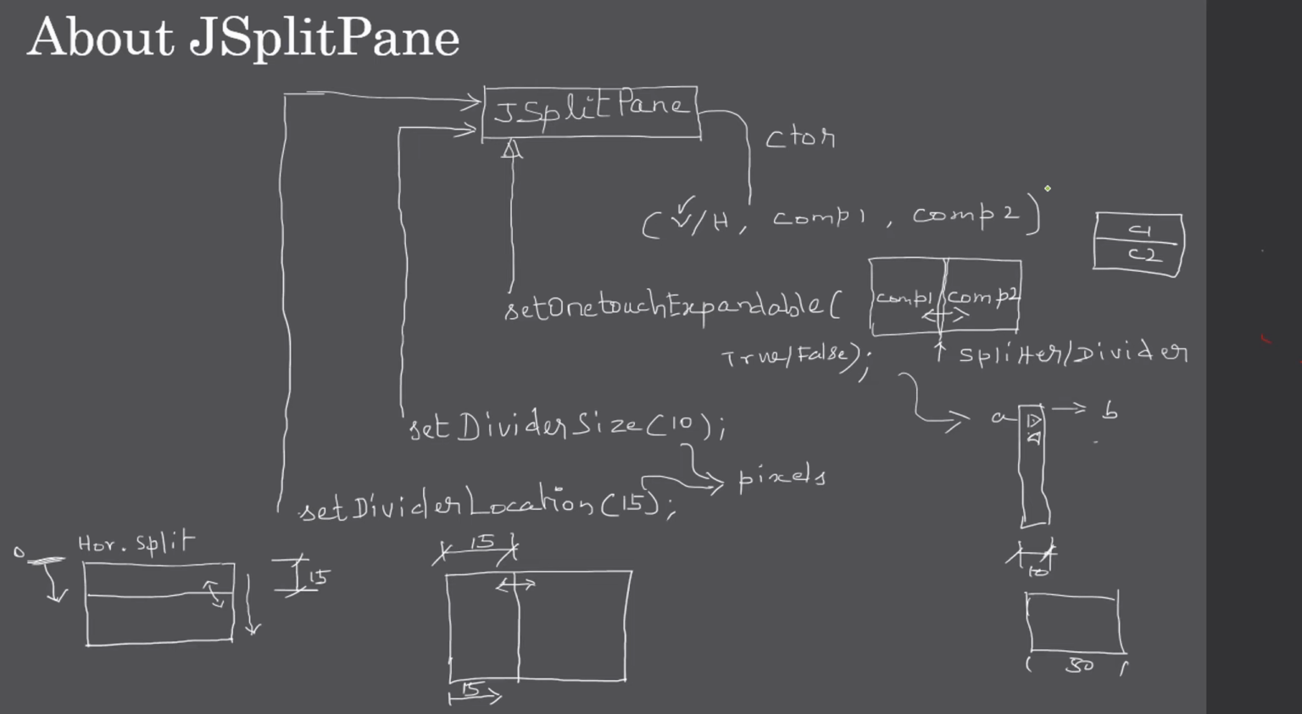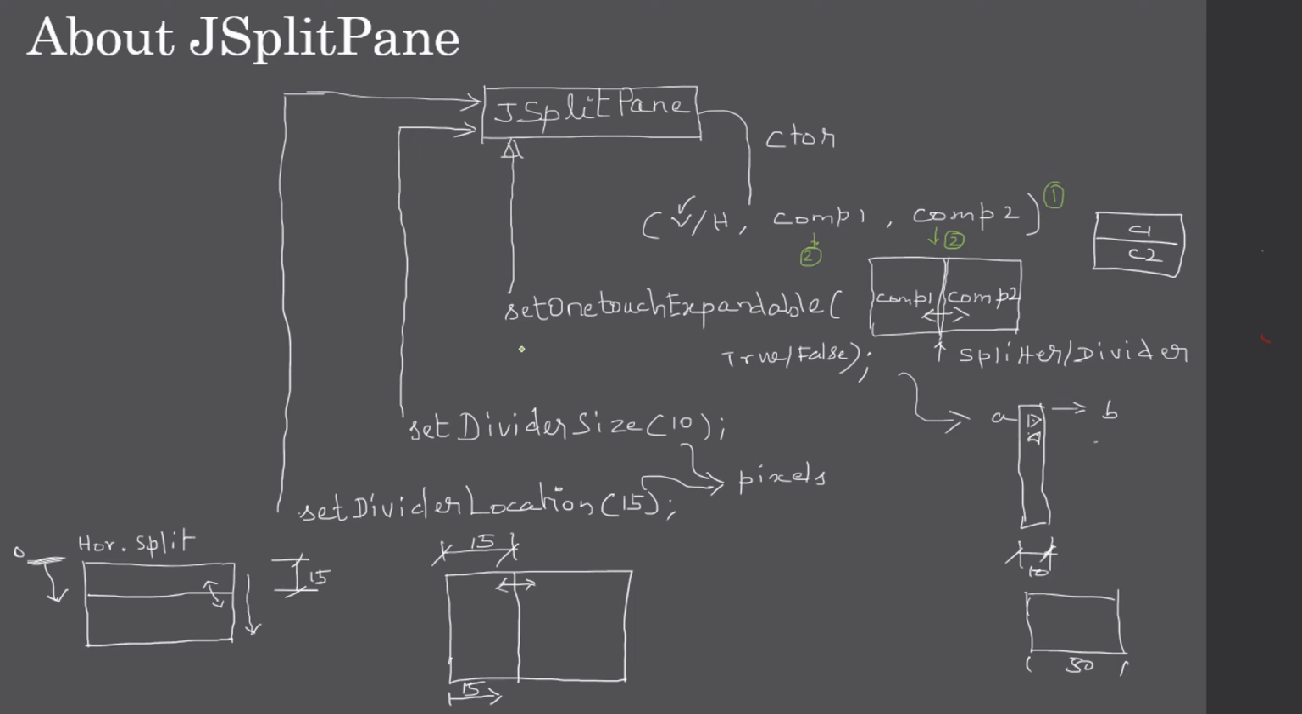So the example will flow in this direction. First, we will create the JSplitPane. After this, we will create two text fields for component 1 and component 2. Of course, before creating the split pane, we will create these text fields, then we will create the JSplitPane.